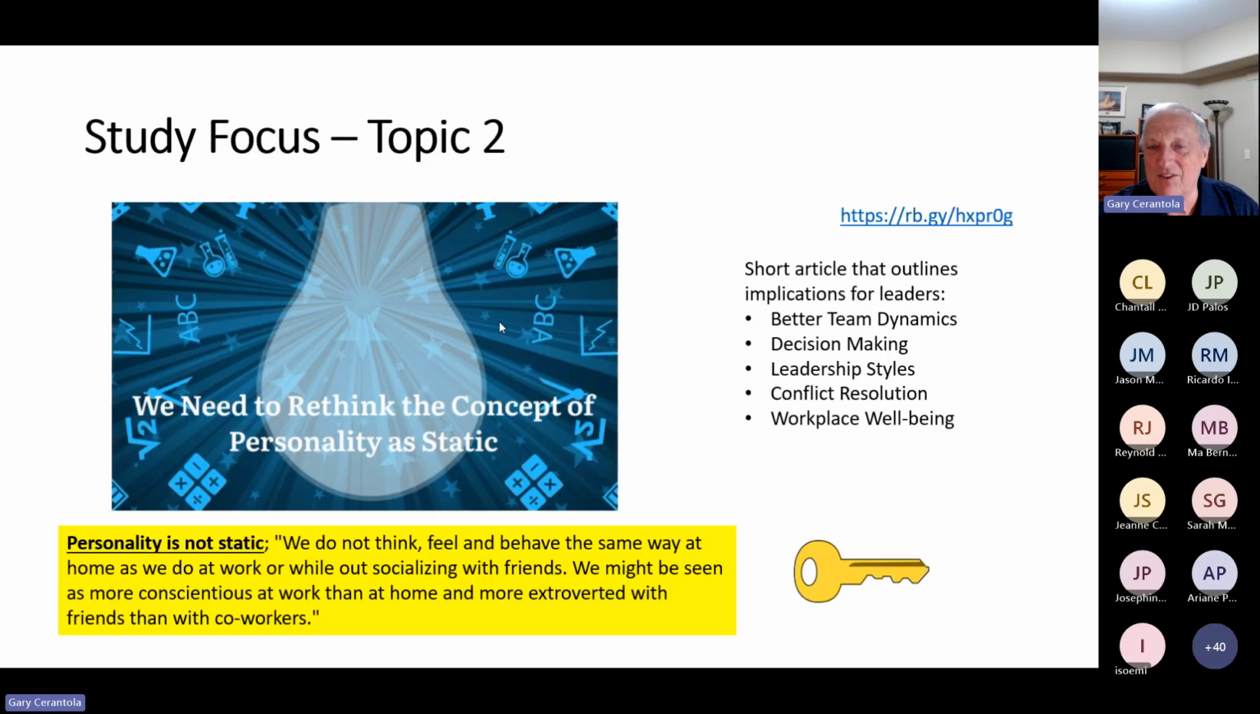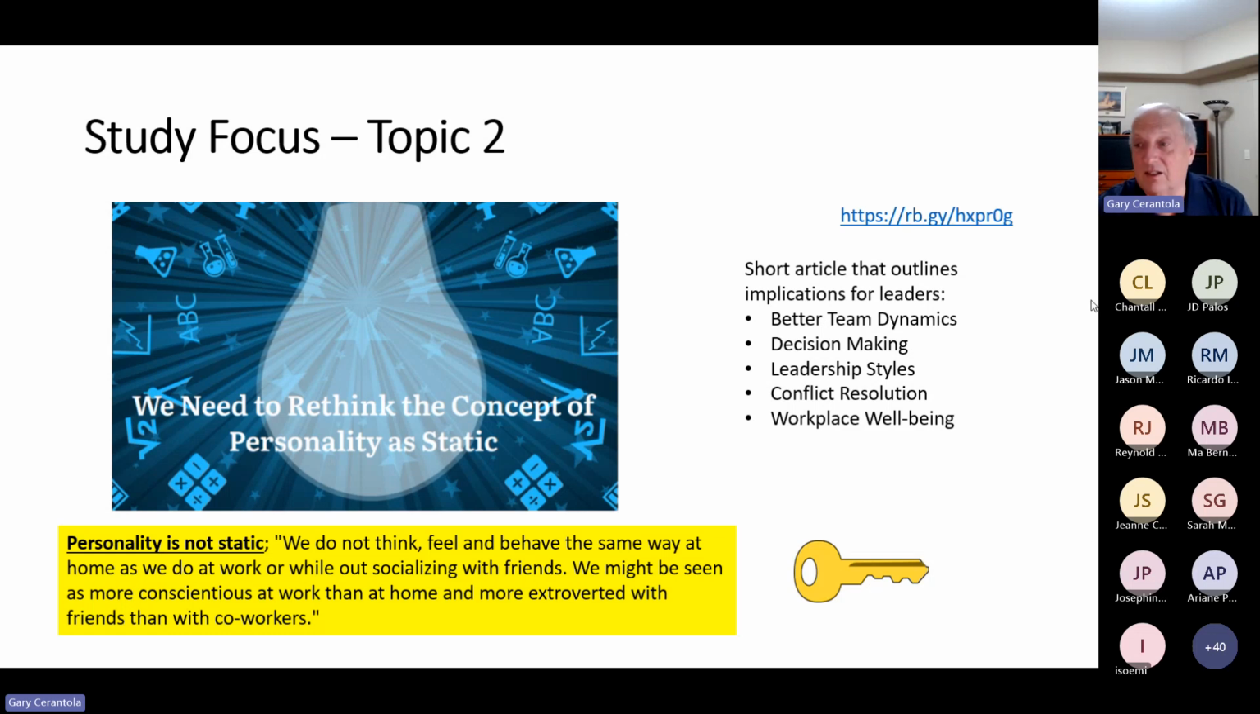I just want to emphasize again, right when I started, that personality doesn't stay there. It's not static, and that's key. We do not think, feel, and behave the same way at home as we do at work or while out socializing with friends. We might be seen as more conscientious at work than at home. If you go through a significant emotional event, maybe you lose a friend or a job, your personality may change if it's that significant. You may not have the same business personality that you had when you first started. Maybe you had a big loss, so you become a lot more conservative, or maybe you had a big win and you become more of a risk taker. So just think of that.